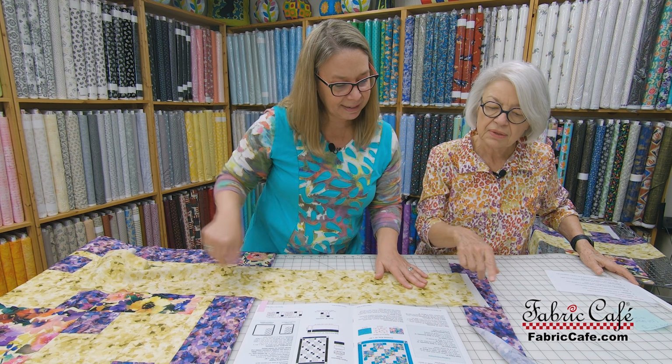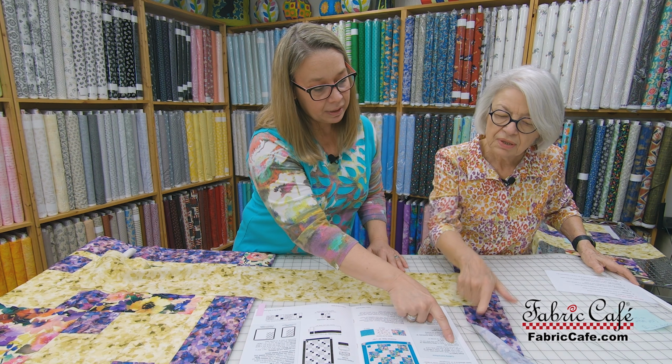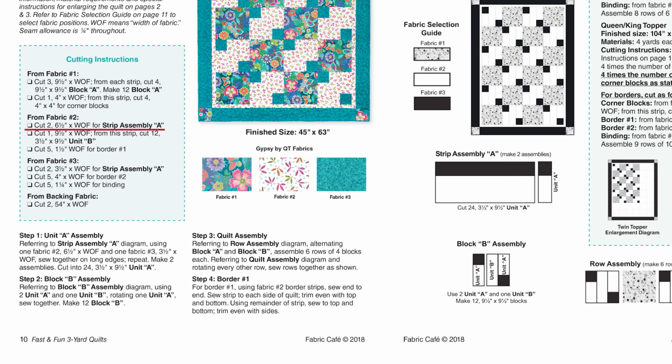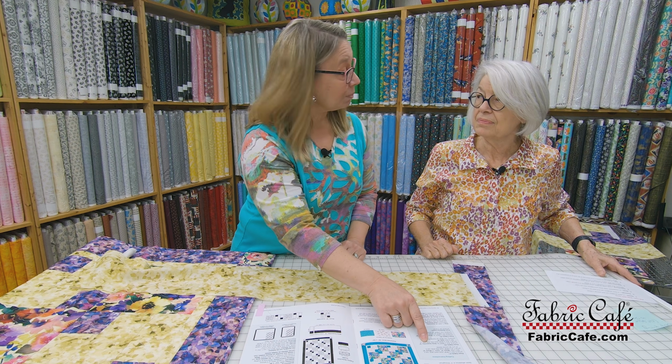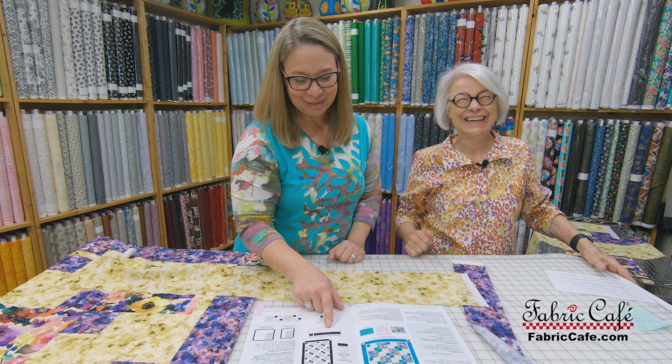Oh, well, thank you for asking. So this is fabric 2. So under fabric 2, we're going to be cutting 2 of these that are 6.5 inches by width of fabric for the strip assembly A. And look, it's bolded again. It's bolded again. So we can refer over here.